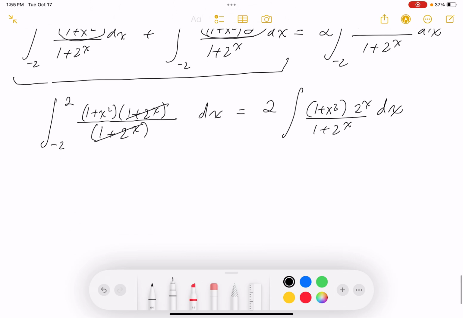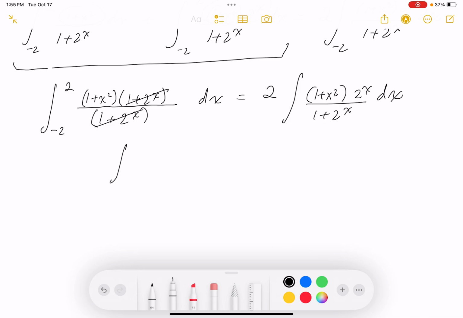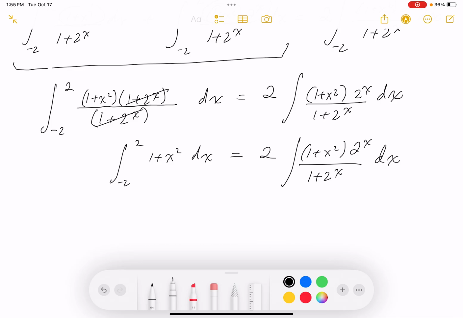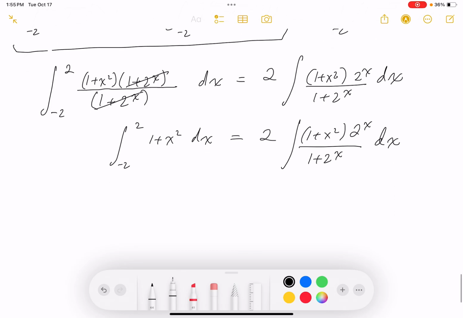This cancels. Let's write this down now. So you get the integral from minus 2 to 2 of 1 plus x squared dx is equal to 2 times the integral of (1 plus x squared)(2 to the x)/(1 plus 2 to the x) dx. Boy, it almost seems like it's just never going to end, right? Like, at least integrate the left side. And let me go through that for you.